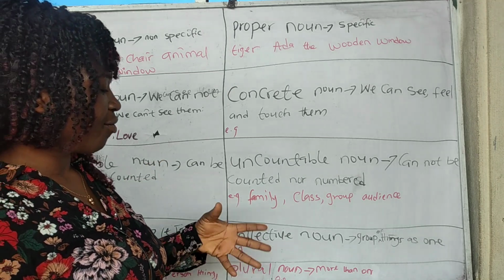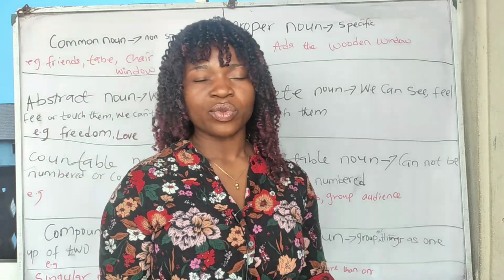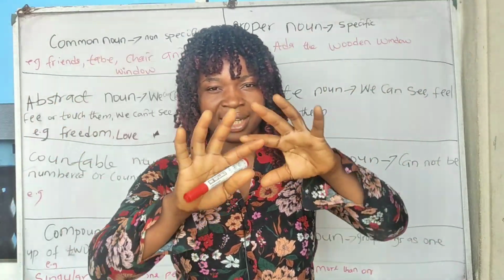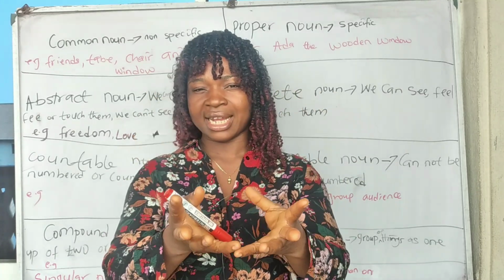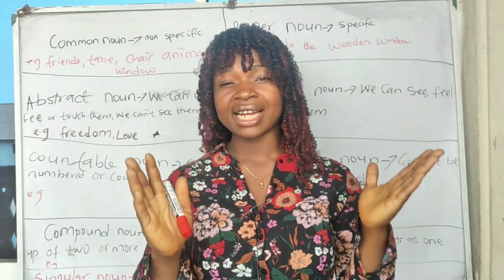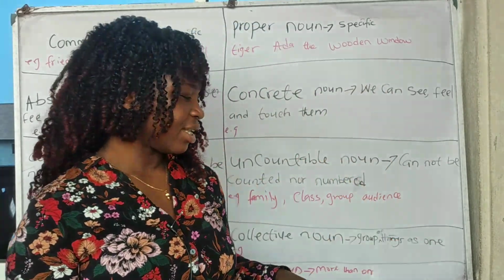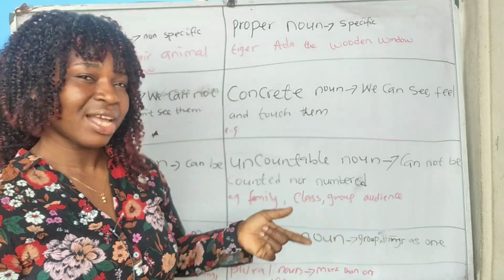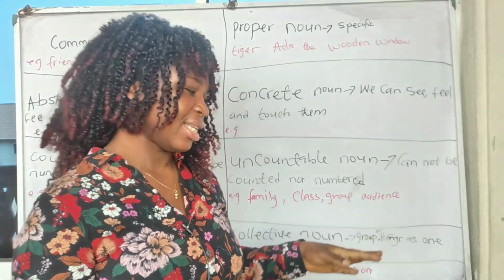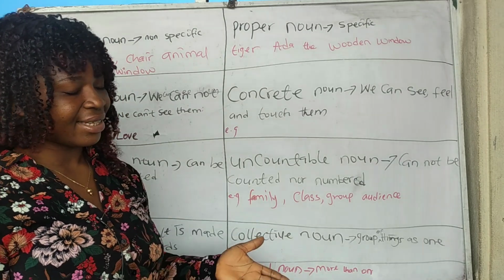Okay, now we have collective noun. When we talk about collection, like bring together, we collect, we group, we put together, that is collection, that is collective noun, okay? Collective nouns are the kind of noun that groups things and still sees them as one. I don't know if you understand. They group things and regard them as one.